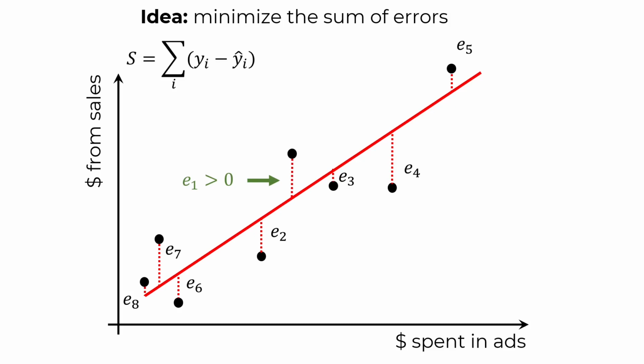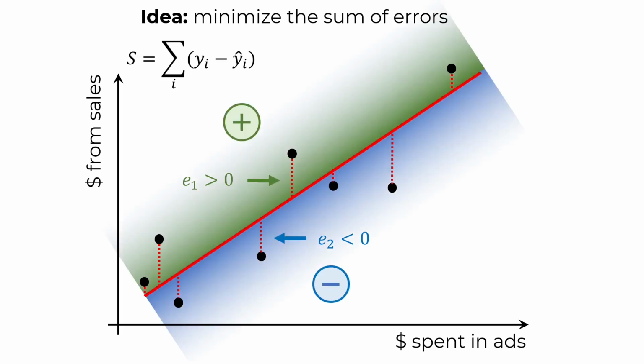Notice that for point 1, y1 is greater than y1 hat since it sits above the regression line. For this reason, the prediction error E1 will be greater than 0. The opposite will happen to point 2. Since it sits below the regression line, its error will be negative. In fact, all points above the line will give positive errors, whereas all points below it will give negative errors. It turns out that this is a real problem.